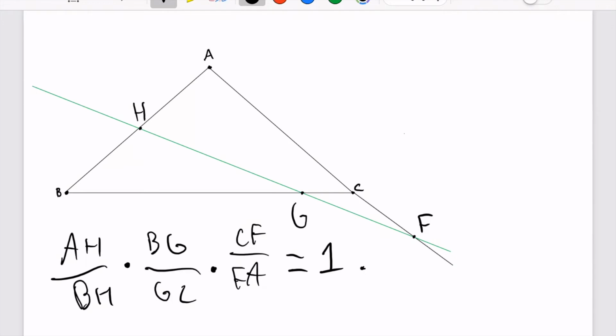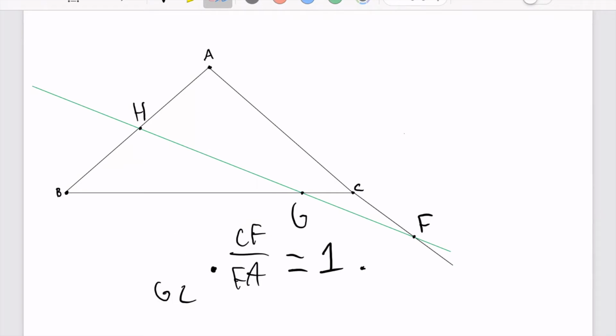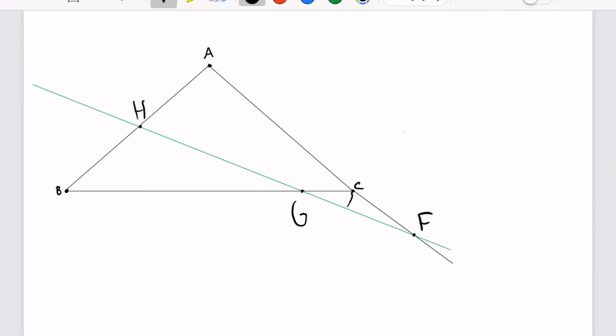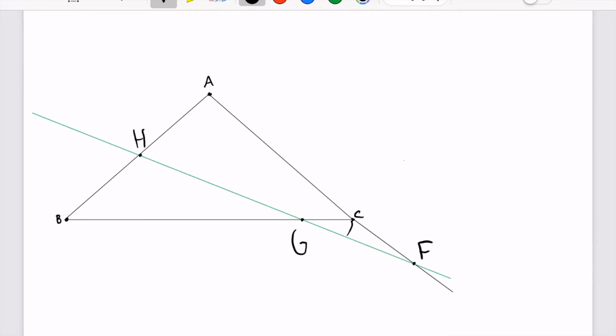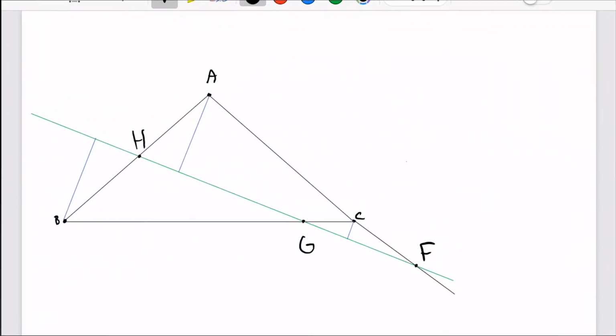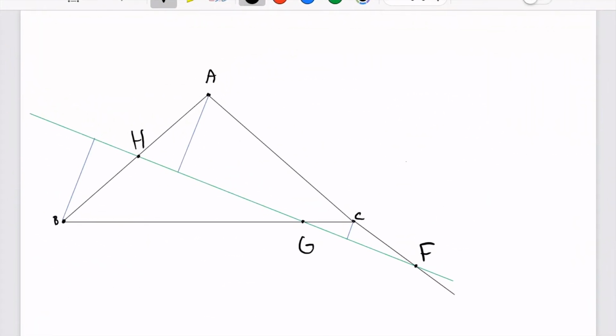Now, in order to prove Menelaus' theorem, first of all, I'm going to erase the statement of the theorem, and then I'm going to draw some perpendicular lines from each vertex. Now, this is called dropping a perpendicular. So that's the first step. All right, now I put in these three perpendicular lines here.